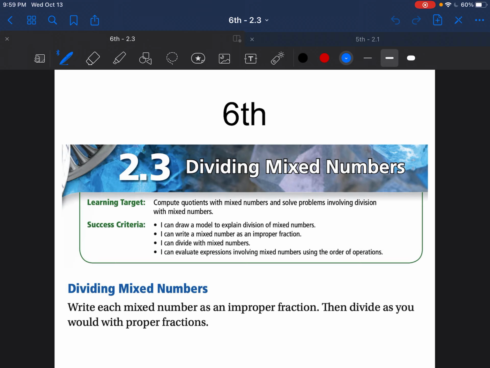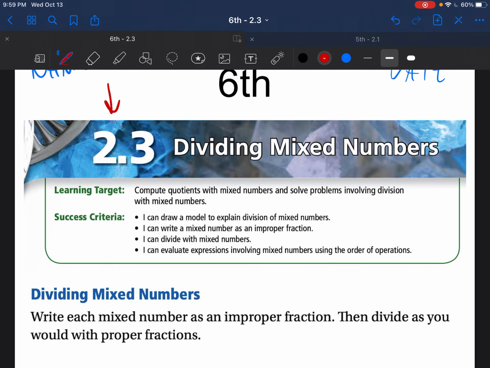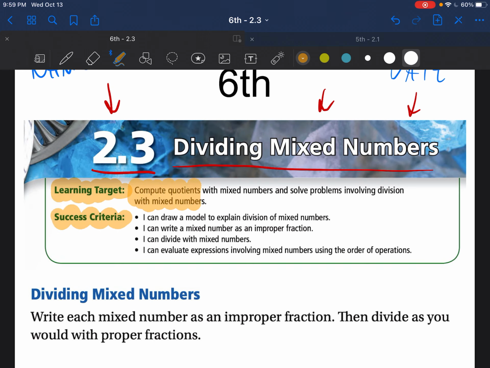Please make sure when you start your notes today that you have your name over here. Please have your date and the title for today's lesson. Please make sure that you copy all of this down. So I want to make sure you have the lesson title, dividing mixed numbers. That's exactly what we are talking about. Please make sure you copy this down as well.